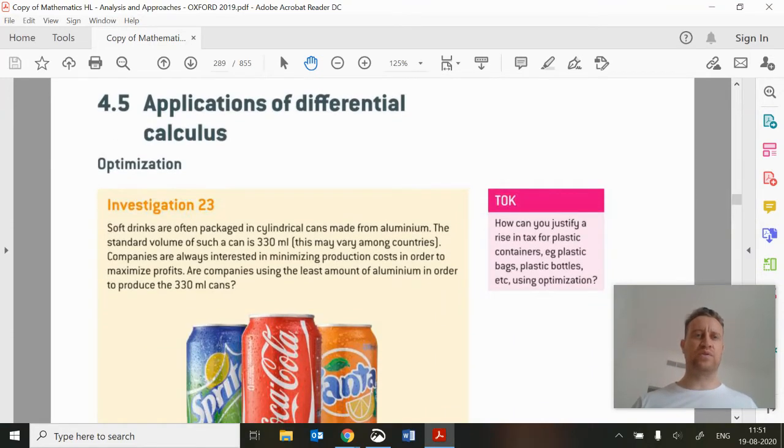We're about to do 4R and 4S, and we're talking about applications of differential calculus in this case, and in particular, we're talking about optimization for 4R and 4S, and then beyond that is kinematics, and we'll deal with that after we've done these two. So I'm going to roll the two things into one.